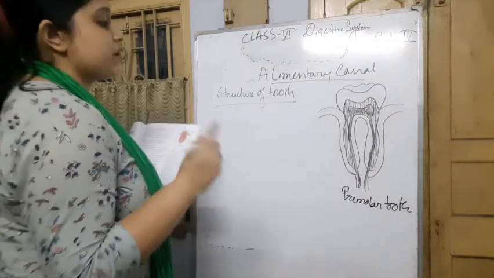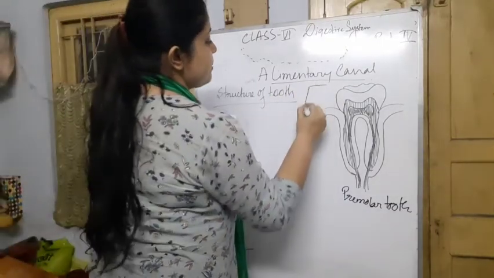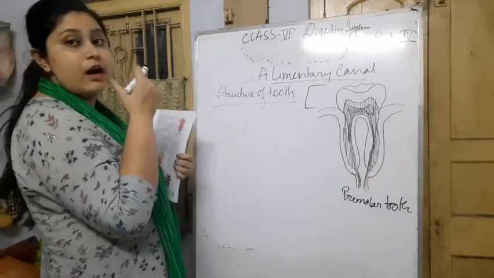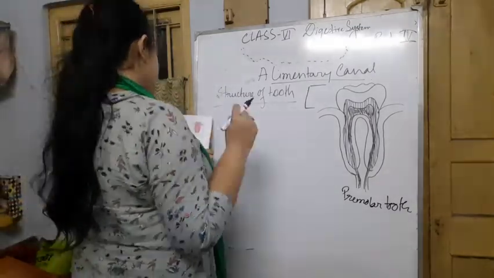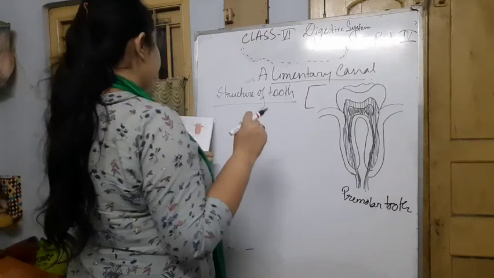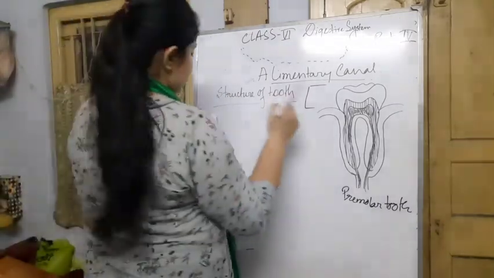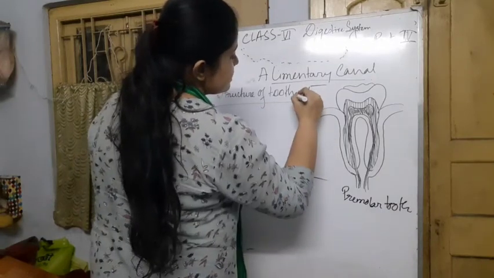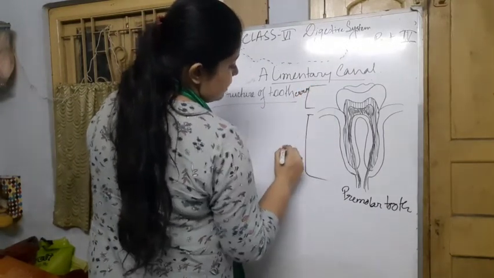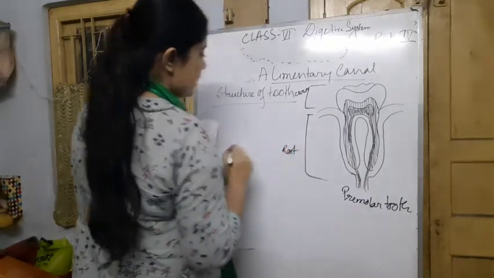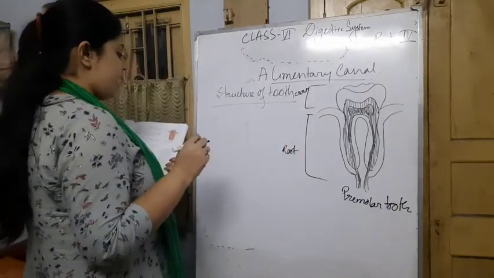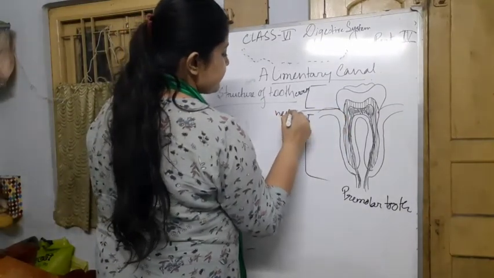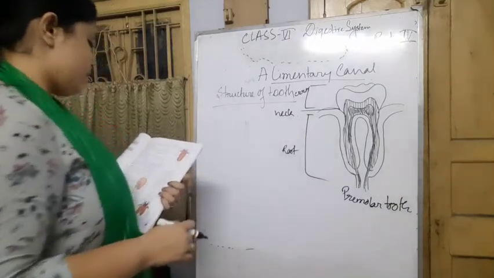So what is the crown? First I will discuss this part, which is called the crown. It is the upper part which we can see from the outside. The crown and root are separated by a narrow neckline. This is the crown, and this part is called the root. The narrow line present here is called the neck. So it is the main structure of it.